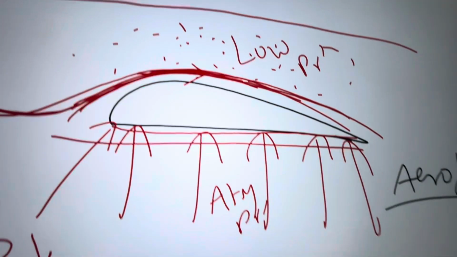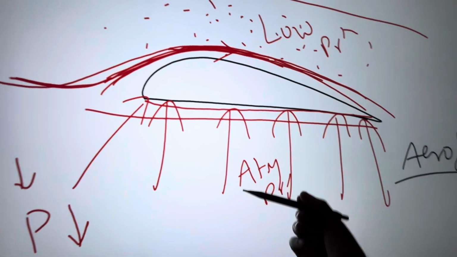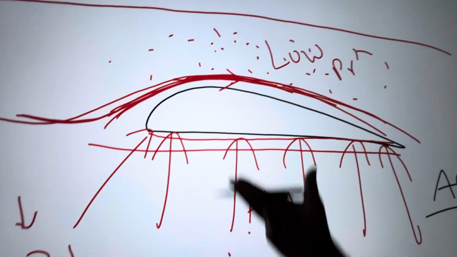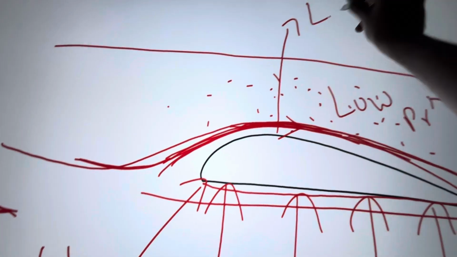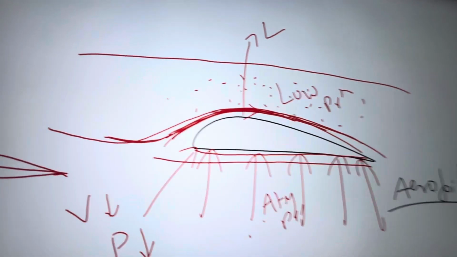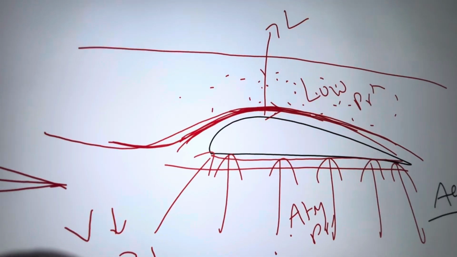Now what happens when you have low pressure here and high pressure here? This high pressure air will try to push the object up. And that is how we generate the force called lift. Okay, to sum it up, I will put it in simple words.